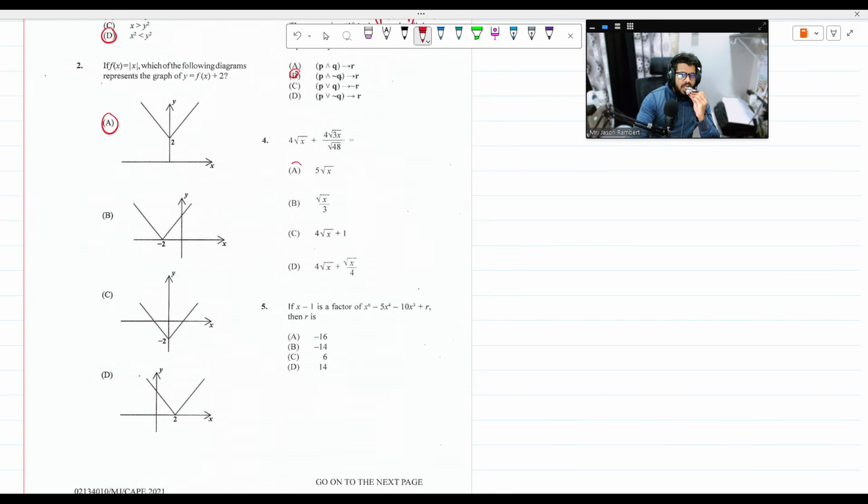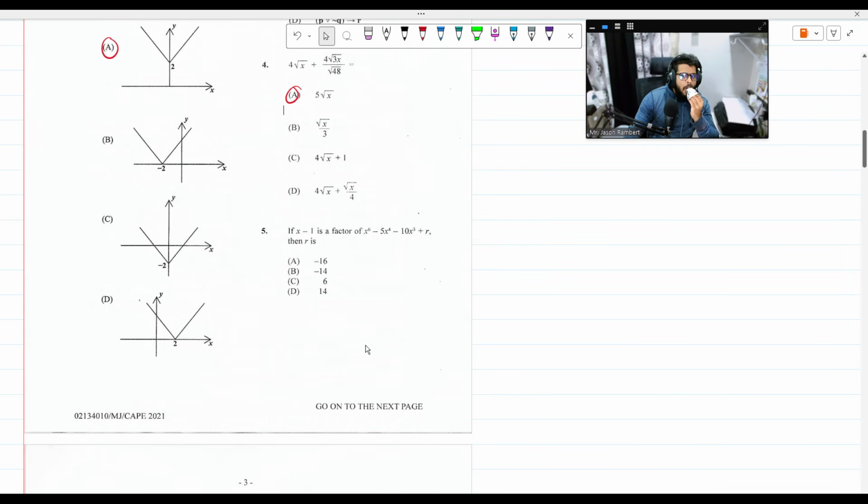Number 4 is a repeat. X minus 1 is a factor. So 1 minus 5 minus 10 plus R is equal to 0. 1 minus 5 is minus 4. Minus 4 minus 10 is minus 14. Move it across. Positive 14.